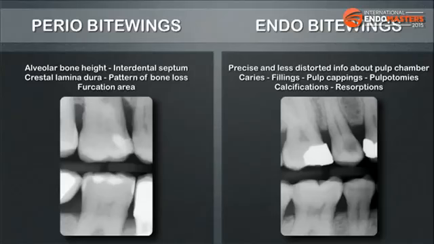Depending on the grade of severity of the periodontal disease, horizontal or vertical bite wings should be taken. Bite wings are taken during radiographical endodontic examination in order to get more precise and less distorted information about the condition of the pulp chamber. Deep caries, deep fillings, pulp cappings, pulpotomies, calcifications can be evaluated better with bite wings.